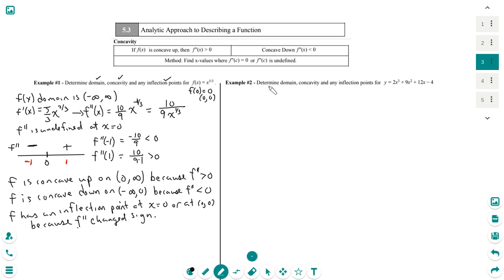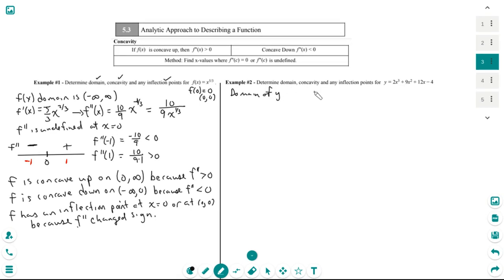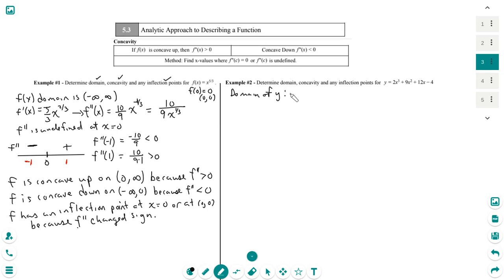Let's look at example 2. Determine the domain, concavity, and inflection points for this polynomial function. Okay, so first, the domain of y. Well, it's a polynomial, and so the domain is all real numbers.